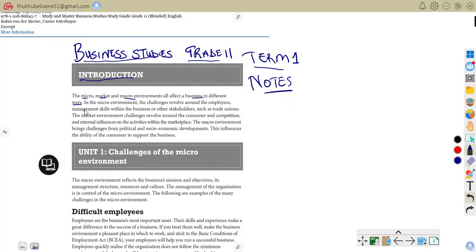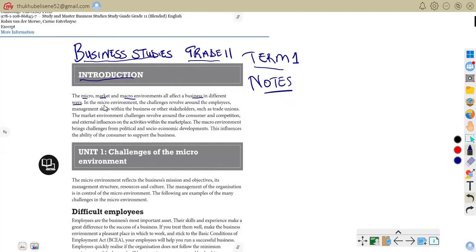As we talked earlier in our presentation, micro is found within the business, while market is found externally but directly outside the business, while macro environment is found indirectly outside the business. As you've said, the business has no control at all on the macro environment. So that is why we are saying these environments affect the business in different ways.